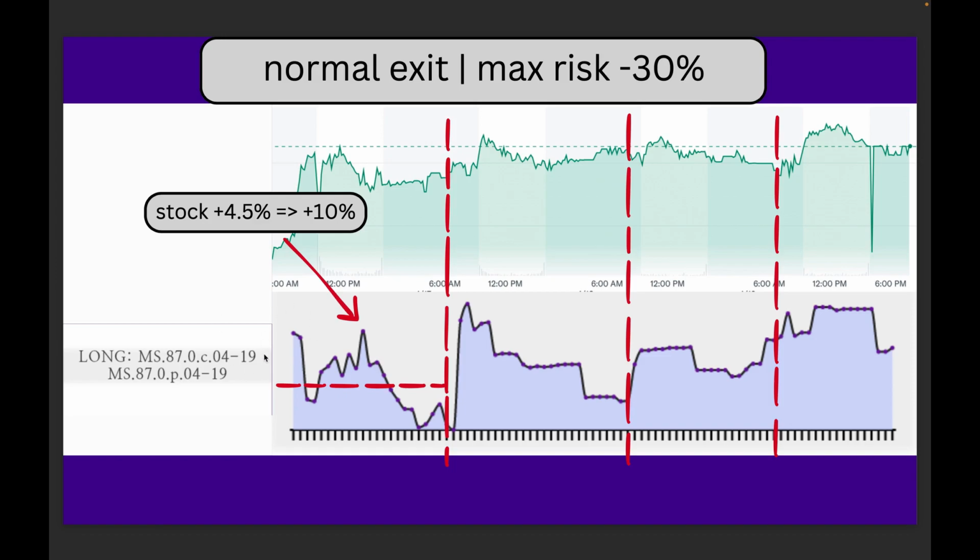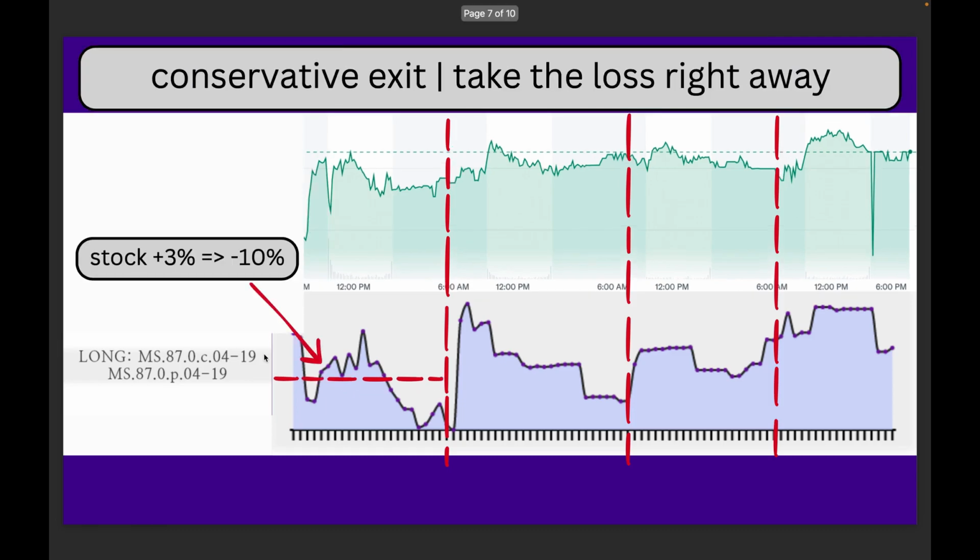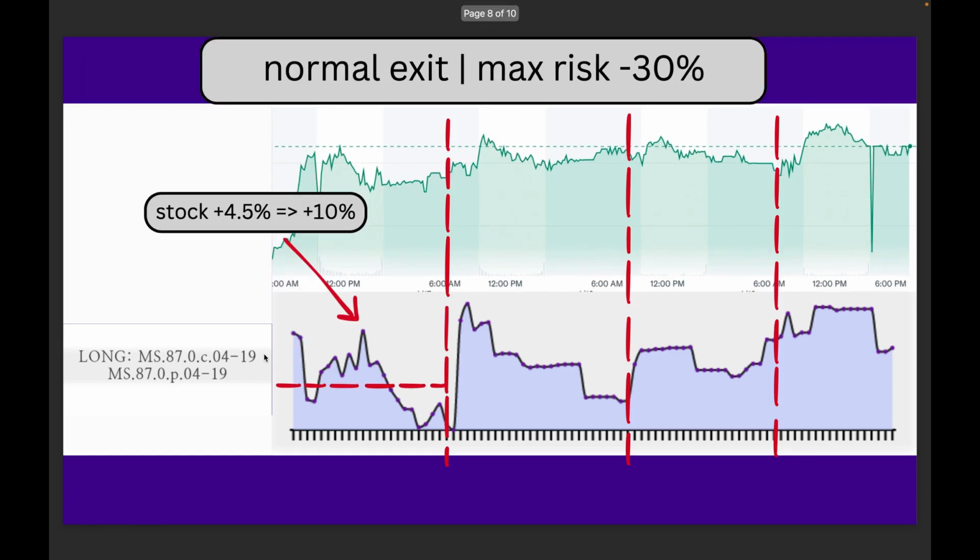And so here we see the second type of exit, which we will call a normal exit, given the calibration of the position. Well, the stock opened at 3%, so minus 10% loss. We hold because we are comfortable. We are willing to go to that 30%.